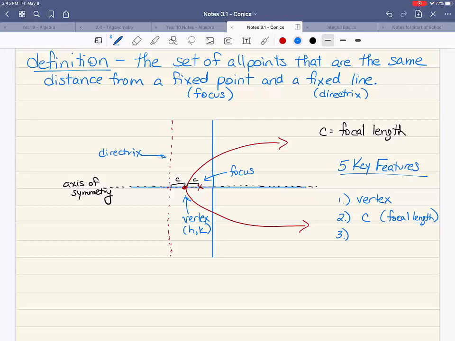Now the third one is one that the books don't really ask for, but it's very helpful in finding the last 2. And it's called the direction of opening. Now, this specific parabola that I have drawn opens to the right. And notice that the 2 branches are pointing to the right. That's why I call this an opening right parabola. Number 4 is the focus's location, and number 5 is the directrix location. In your textbook, they will probably ask you for all of them except for number 3. But number 3 makes finding 4 and 5 so much easier.